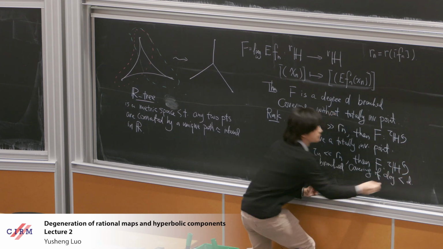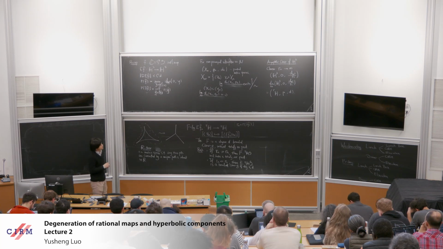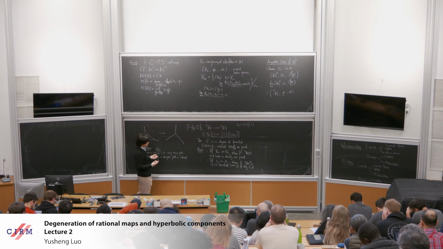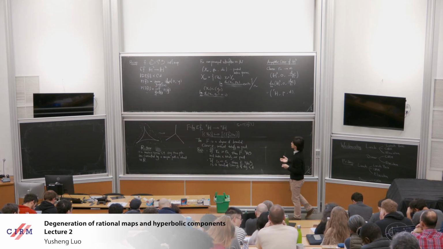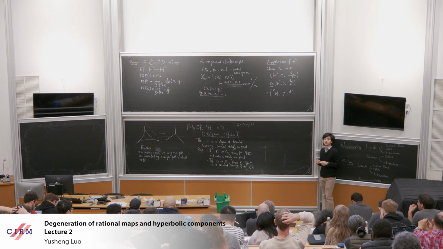Strictly less than d. All right, so this Rn is the correct sort of a scale that you can see all the preimages of F in a non-trivial way.